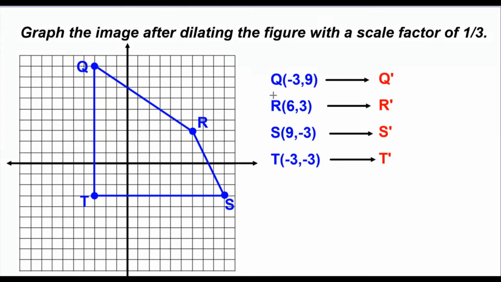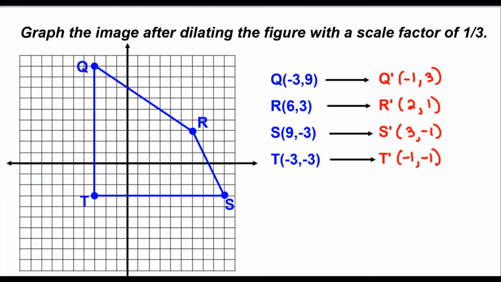Here we have a quadrilateral, and we want to graph the image after dilating the figure with a scale factor of 1/3. So now we are going to reduce this object. We're going to shrink it. So how do we do that? We're going to apply our scale factor, which is 1/3, to all of the ordered pairs. So (-3, 9) would become (-1, 3). (6, 3), or my R prime, would become (2, 1). S prime would become (3, -1), and T prime would become (-1, -1).